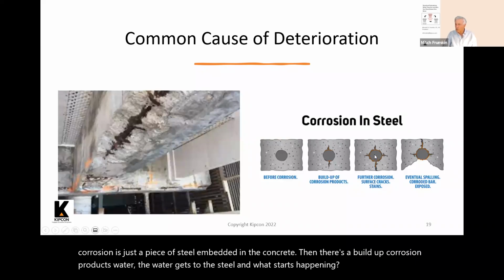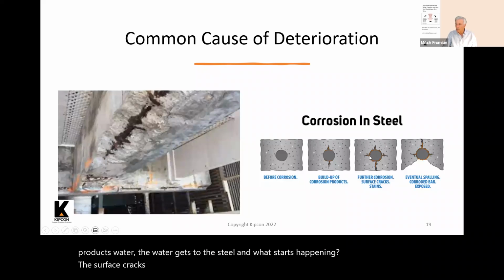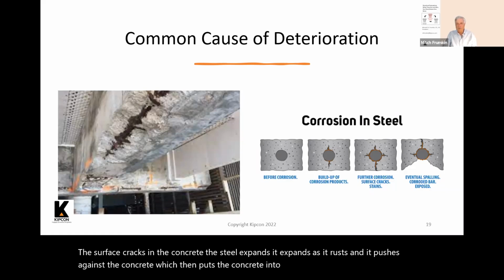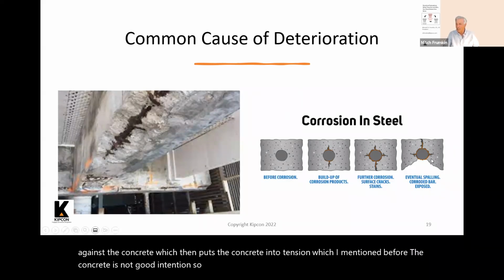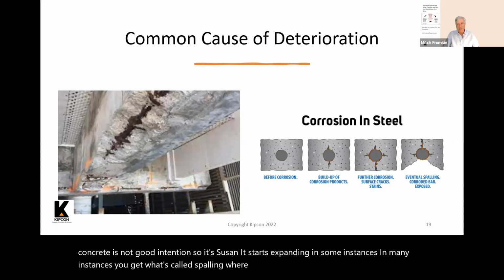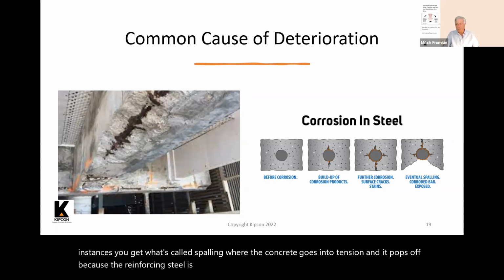The water gets to the steel, and what starts happening? The surface cracks in the concrete. The steel expands. It expands as it rusts, and it pushes against the concrete, which then puts the concrete into tension, which I mentioned before. The concrete is not good in tension. So as soon as it starts expanding, in many instances, you get what's called spalling, where the concrete goes into tension and it pops off because the reinforcing steel is getting wet, rusting, and expanding.